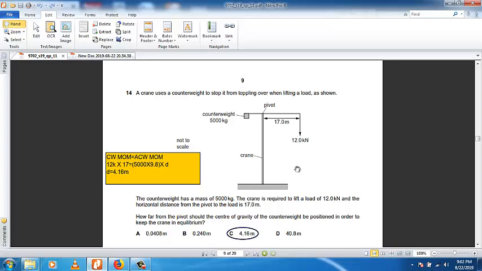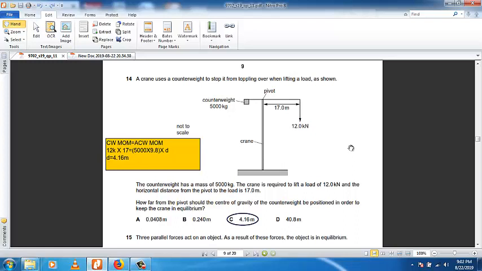So that's a simple moment question. Clockwise moment equals anti-clockwise moment. The clockwise moment is 12 kN into 17 meters equals the anti-clockwise moment, which is 5000 into 9.8, that's mg, that's the weight into the distance. This is the required distance, so just calculate it, it will become 4.16 meters.